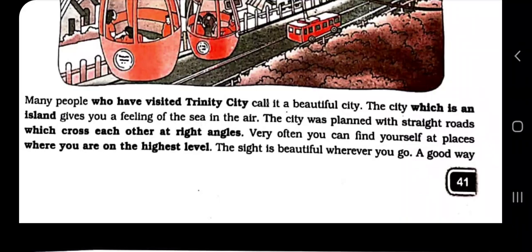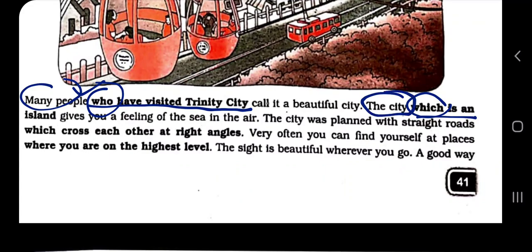Now see here. Who have visited Trinity City call it a beautiful city. The city which is, now see here, which is, and we are talking about who? Many people. The city. We are talking about the city. So subject is what? Subject represents what or whom the sentence is all about. It refers to a person, place or thing who is performing some action. So please keep attention.